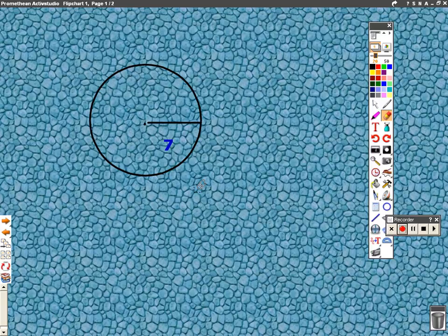Hi, in this video we're going to look at circles. There are two things we're going to look at: we're going to talk about circumference and we're going to talk about area. And circumference is just the perimeter of a circle.